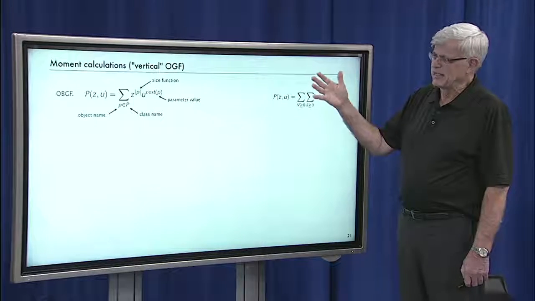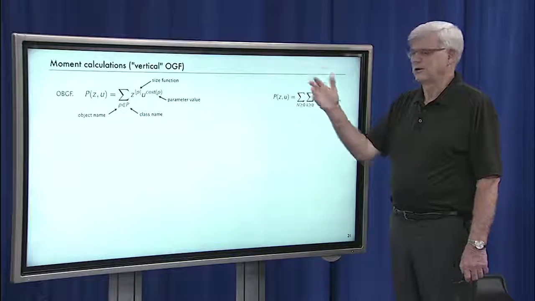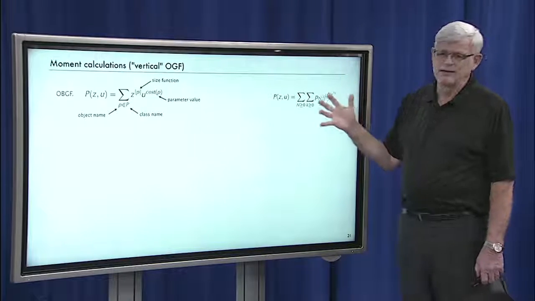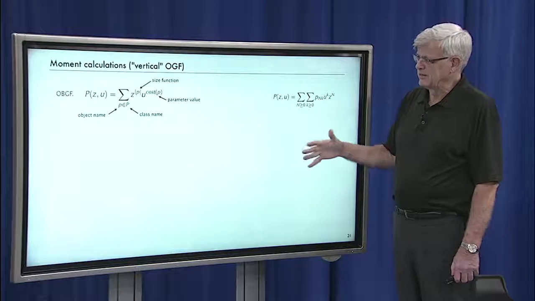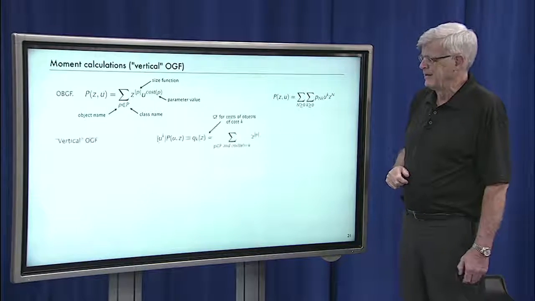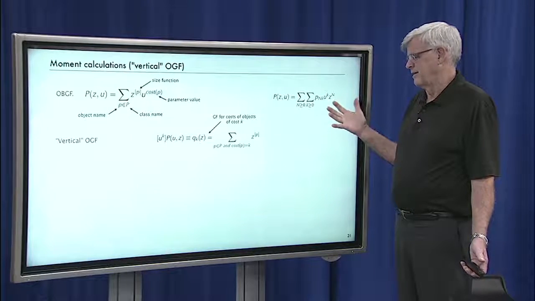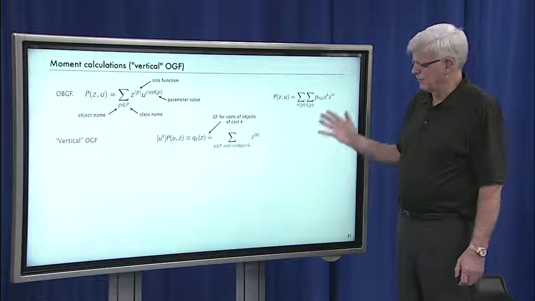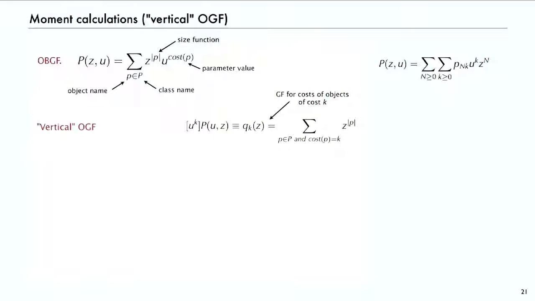Now we can also do moment calculations with vertical ordinary generating functions. I put this slide up for completeness. I'm not going to spend a lot of time on it because in the lectures we're not going to do any derivations this way. But it's the same idea, just on the other variable, the vertical instead of the horizontal. If you take the coefficient of u to the k in the ordinary bivariate generating function, you get the generating function for the costs of objects of size k. It's the same idea, just holding the cost constant. And that's the sum of p sub n k z to the n.